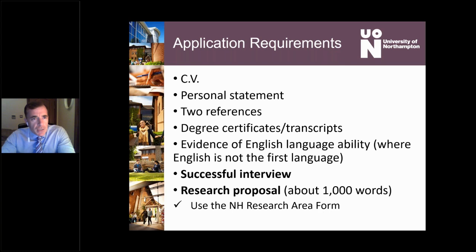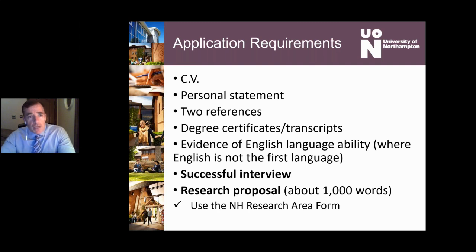But generally, if your master's is in English, you'll be fine. Or if you have a lot of English experience, you should be fine. But the bottom 2, I think a lot of people overlook, and it's very important not to. The first one is you must have a successful interview.